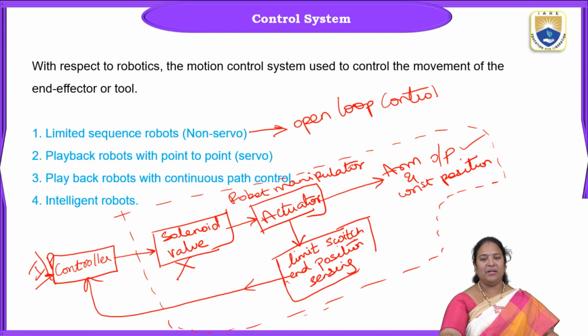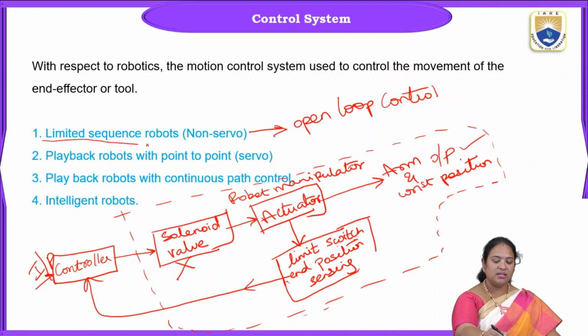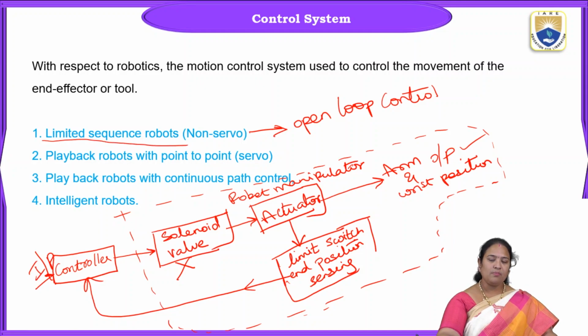And accordingly we will be getting the output result. That is, whether it is a pick and place operation, or a packing operation, or any sort of assembly operation, whatever operation is being done will be done in a limited sequence robot. Right, so the whole operation that has been taking place is called a limited sequence robot, which is a non-servo type of controller and comes under an open loop control system. Clear? Hope you have understood.